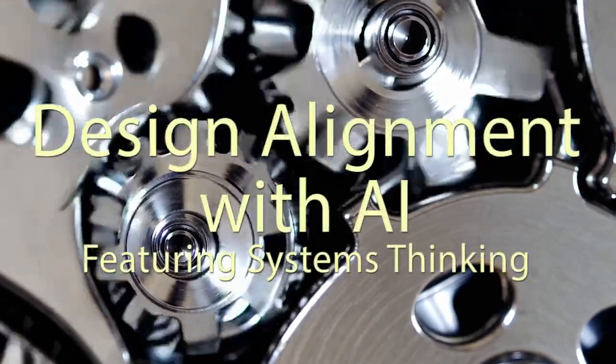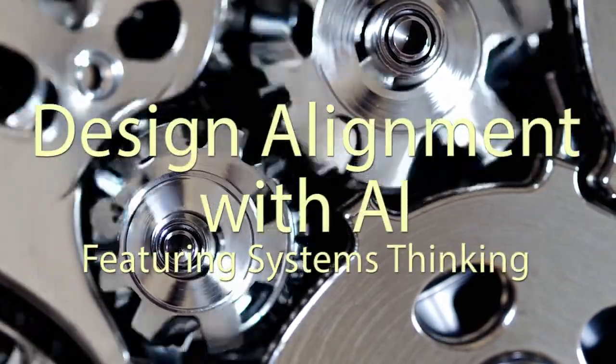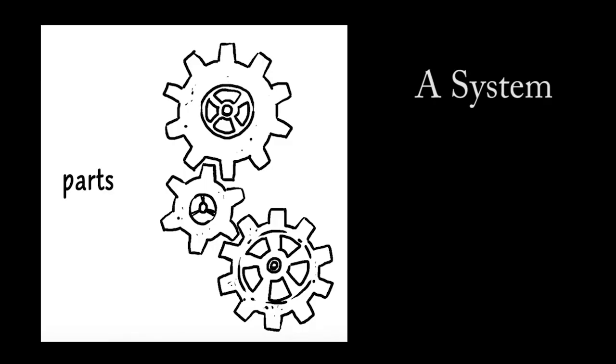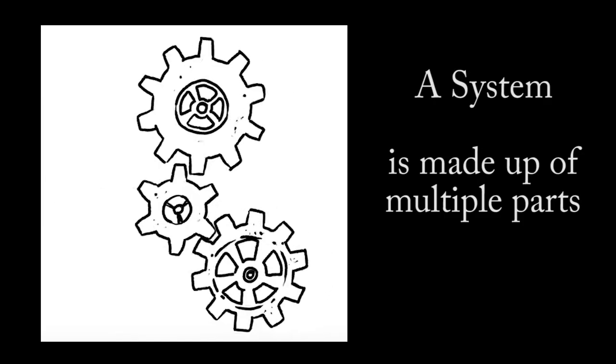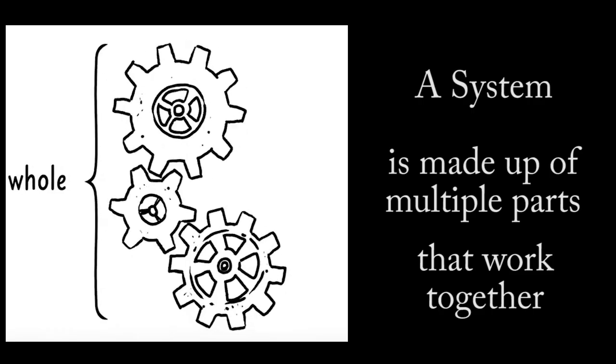Designs fail when systems are not aligned. So we need to make sure that whatever we are designing aligns with the requirements and all the components within a system. Therefore, design alignment requires systems thinking. A system is made up of multiple parts that work together.